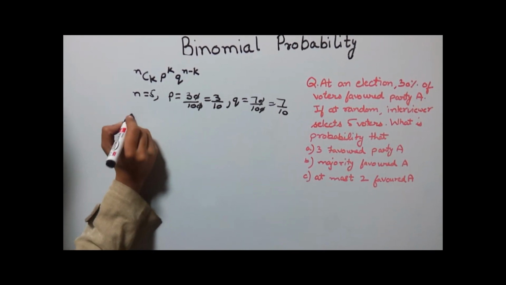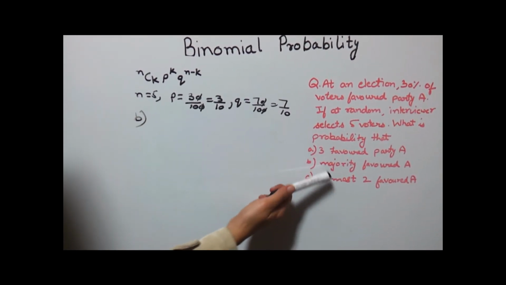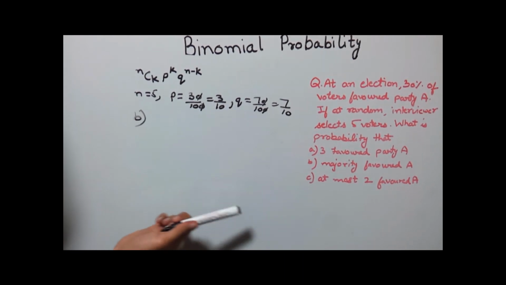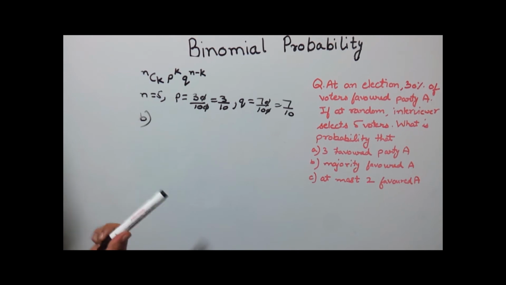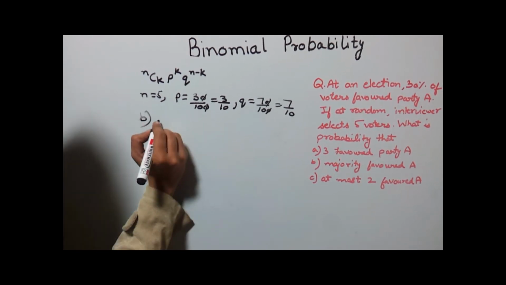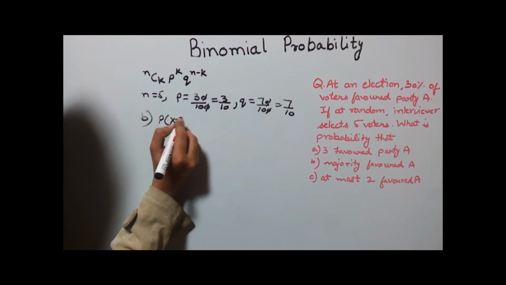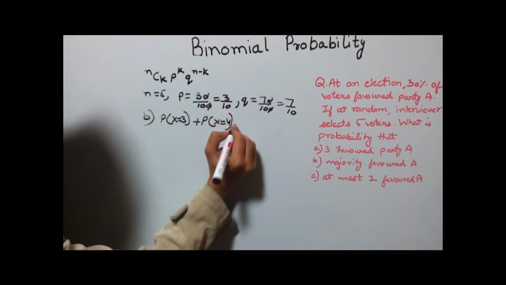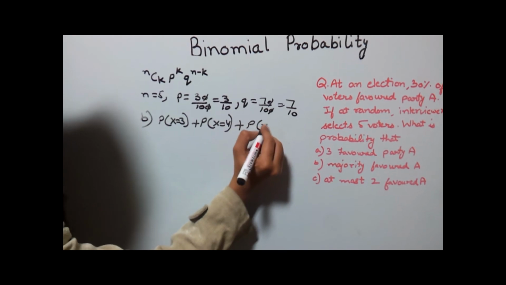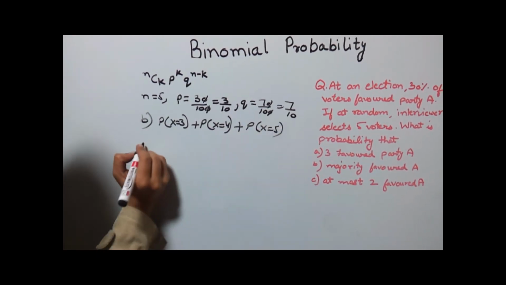Our second part says majority favor A. So in majority, either 3 will favor party A, or 4 will favor party A, or 5 will favor party A. So we need to find the probability of x equals 3 plus the probability of x equals 4 plus the probability of x equals 5.